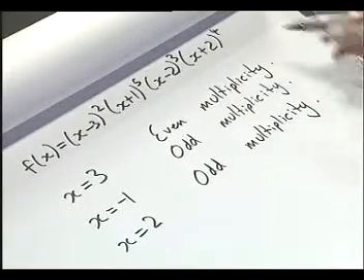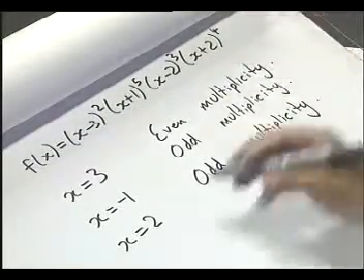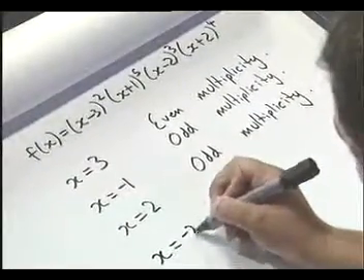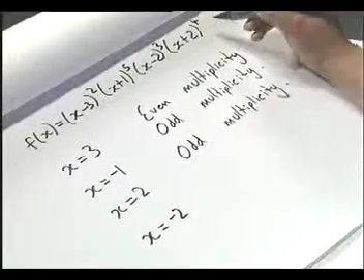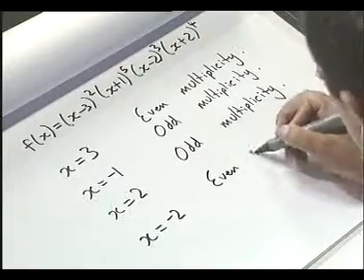And finally, our last bracket, x plus 2 here, if we put x equals minus 2 in there, that will give us a 0 in this bracket. And there are 4 of those repeated roots, which means it is an even multiplicity.